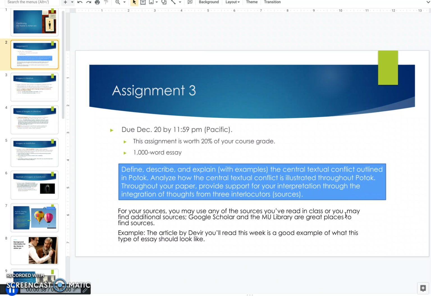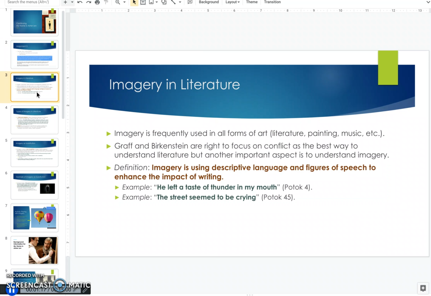Next week, I'll get into more of the details and have you start your brainstorming and begin writing it. But just keep this in mind as you're reading through My Name is Asher Lev, that part of the goal of reading this book will be to understand the conflict, or one of the conflicts, enough to write an essay about it. To start off this week, I want to talk a little bit about imagery in literature, because imagery is one way in which we understand conflict.